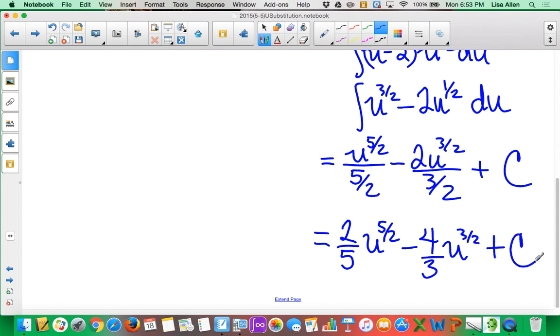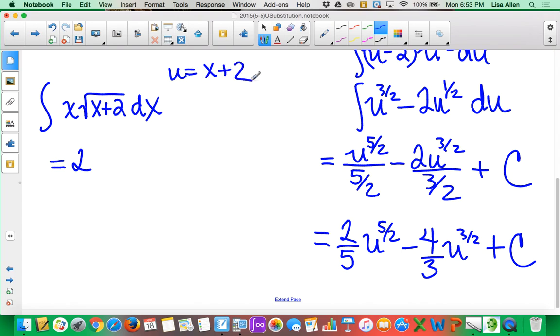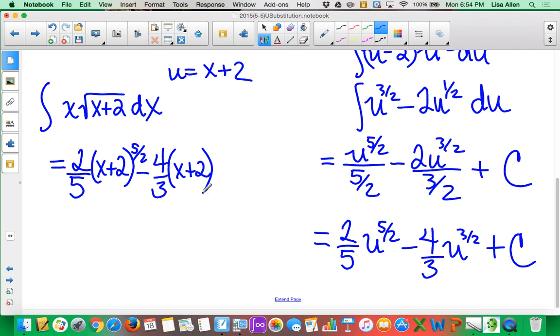And remember that u in this problem was equal to x plus 2. So we have the integral of x times the square root of x plus 2 dx is then equal to 2/5. Remember, u is equal to x plus 2. So we get 2/5 times x plus 2 to the 5/2 power minus 4/3 times x plus 2 to the 3/2 power plus the arbitrary constant c for our final answer.